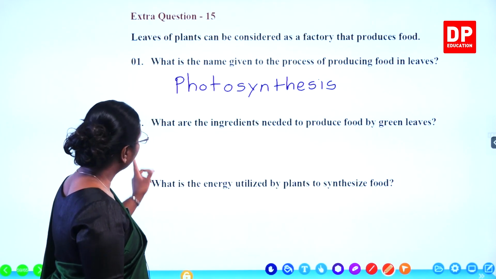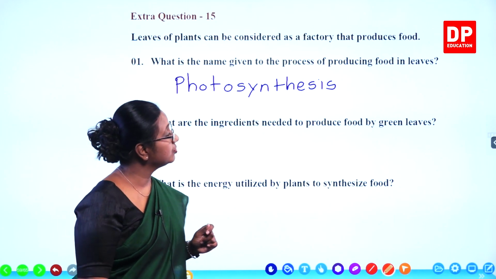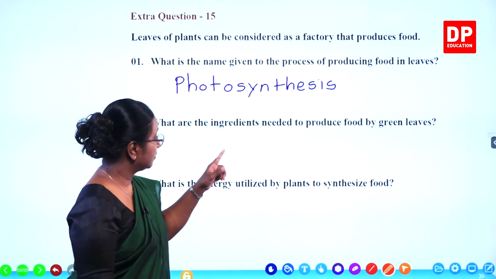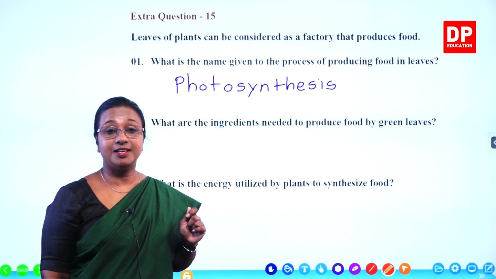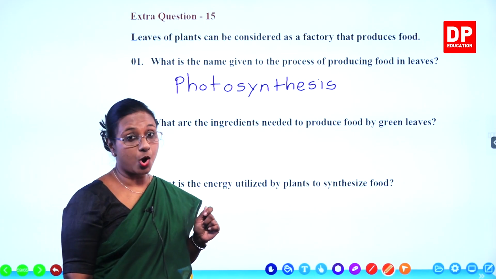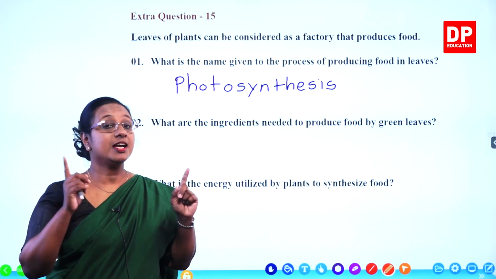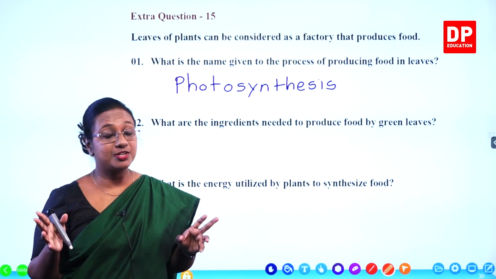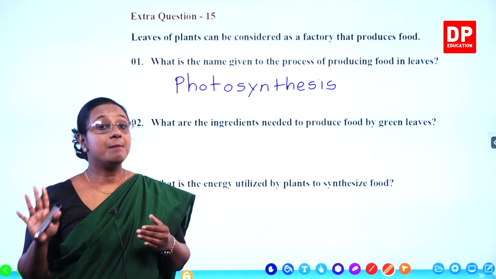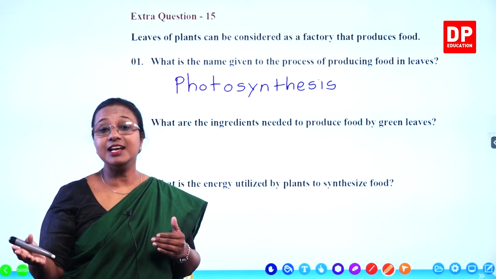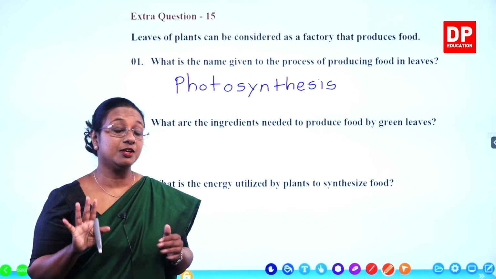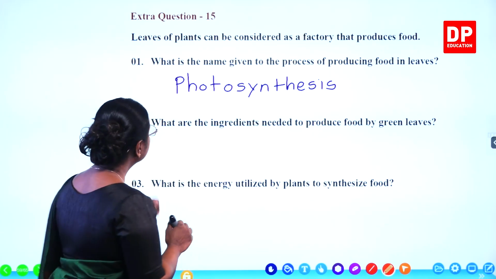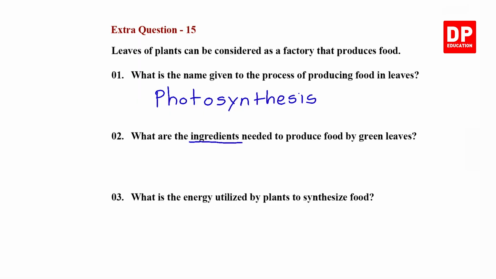Then the next question. What are the ingredients needed to produce food by green plants or green leaves here? Carbon dioxide and water. So you have to be careful, students. Carbon dioxide and water are known as raw materials or ingredients, but sunlight, light energy and chlorophyll are the factors needed. So don't confuse the two. Here it is the ingredient. So it's carbon dioxide and water.